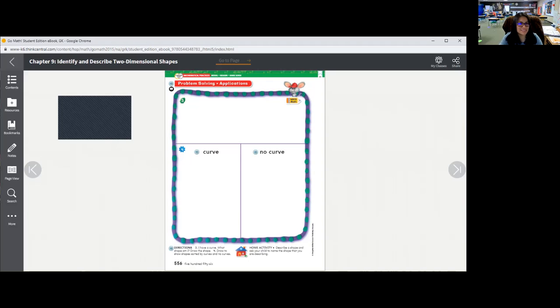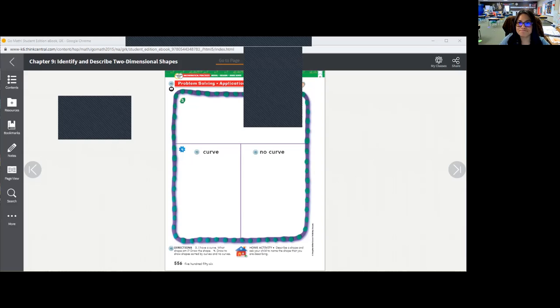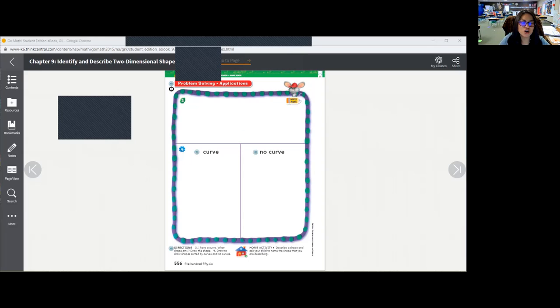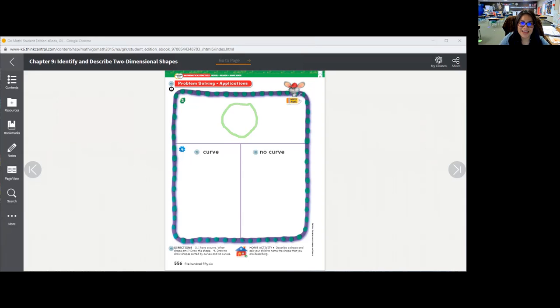All right, I'm gonna ask Davis. What shape are we gonna draw on the very top? It says I have a curve. What shape am I? What shape are we gonna draw, Davis? A circle. Thank you, Davis. Yes, because a circle has a curve. And then also does an oval. It has a curve.